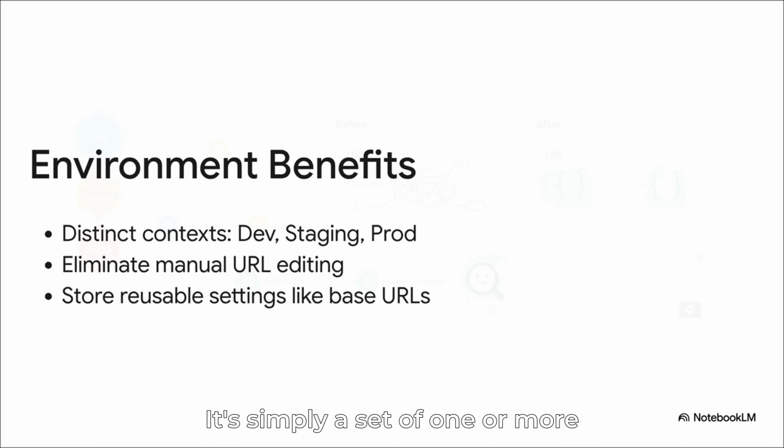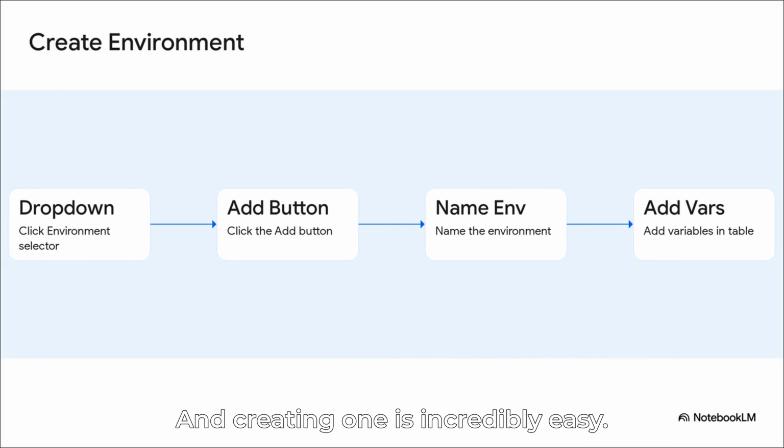It's simply a set of one or more variables that you can reference when sending your requests, kind of like a dynamic configuration container. You store your reusable settings here, like base URLs and auth tokens, which totally eliminates the tedious need to manually edit URLs or swap headers when you shift from, say, testing a bug in staging to verifying it in production.